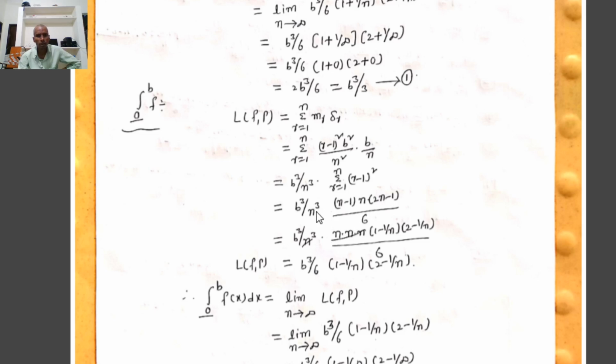Therefore, taking n common in each and every term, n into 1 minus 1 by n, 2 minus 1 by n, and n into n cube gets cancelled. Therefore LFP equals b cube by 6 into 1 minus 1 by n into 2 minus 1 by n.